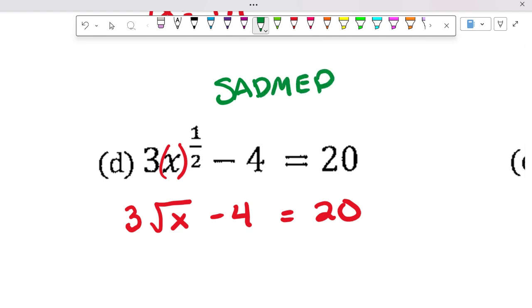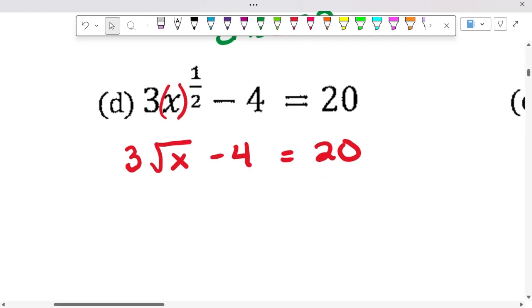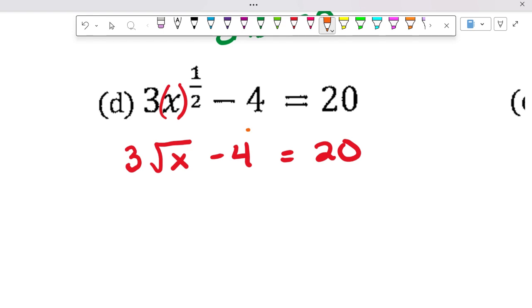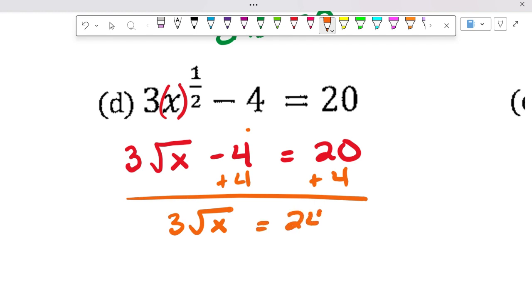Because here's my question. What is technically the first thing I got to take care of? The -4. Good. So I cannot square yet because I have things outside of that radical. If you have stuff being added, subtracted, or multiplied outside the radical, you got to take care of it first before you square both sides. So the first thing I got to do, I got to take care of this -4 because that's subtraction. So I have to do what to both sides to get rid of it? Add 4. So I have 3 square root x is equal to 24.